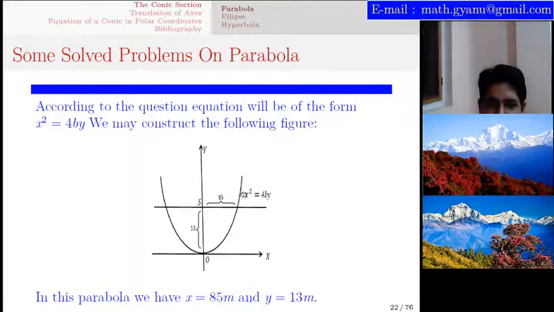Since we also have to talk about the angle of inclination at the horizon, in this parabola we have x equal to 85 meter and y equal to 13 meter as the coordinate at this point where the cursor of the mouse is indicated. You may write x1 equal to 85 meter and y1 equal to 13 meter. For simplicity, I mention x equal to 85 and y equal to 13 meter because we have to find the length of the latus rectum.